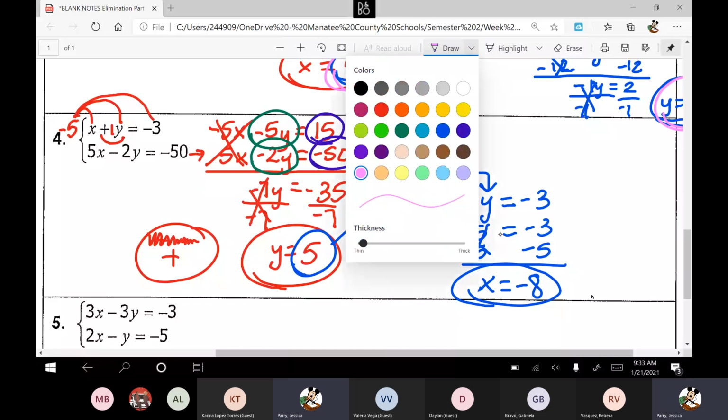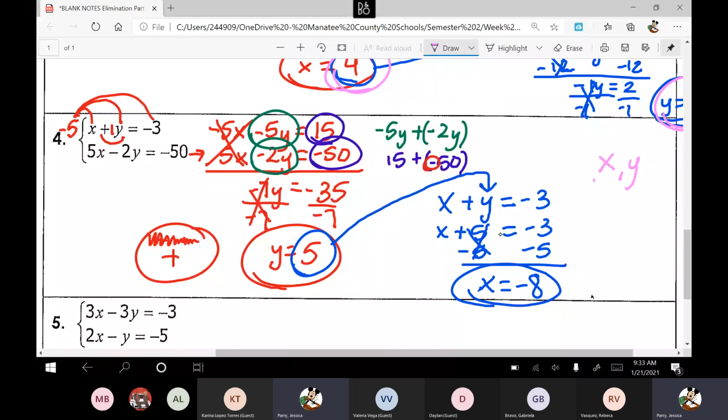And let's write down our final answer, x comma y. X comes first, negative 8, then the y, which is 5. So your final answer, if you were to graph this, they would be intersecting with one solution at negative 8, 5.